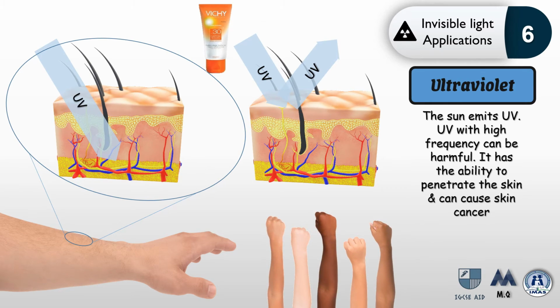Different skin colors have different protection against UV. Darker skin has a natural protection against UV. That's why a dark-skinned person is less likely to get skin cancer.